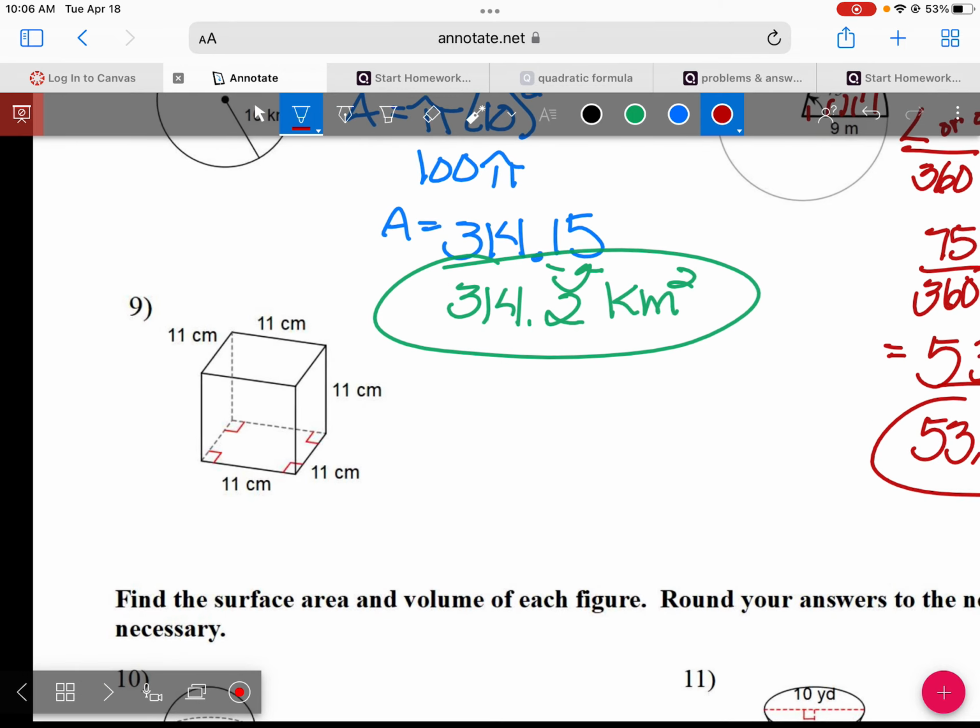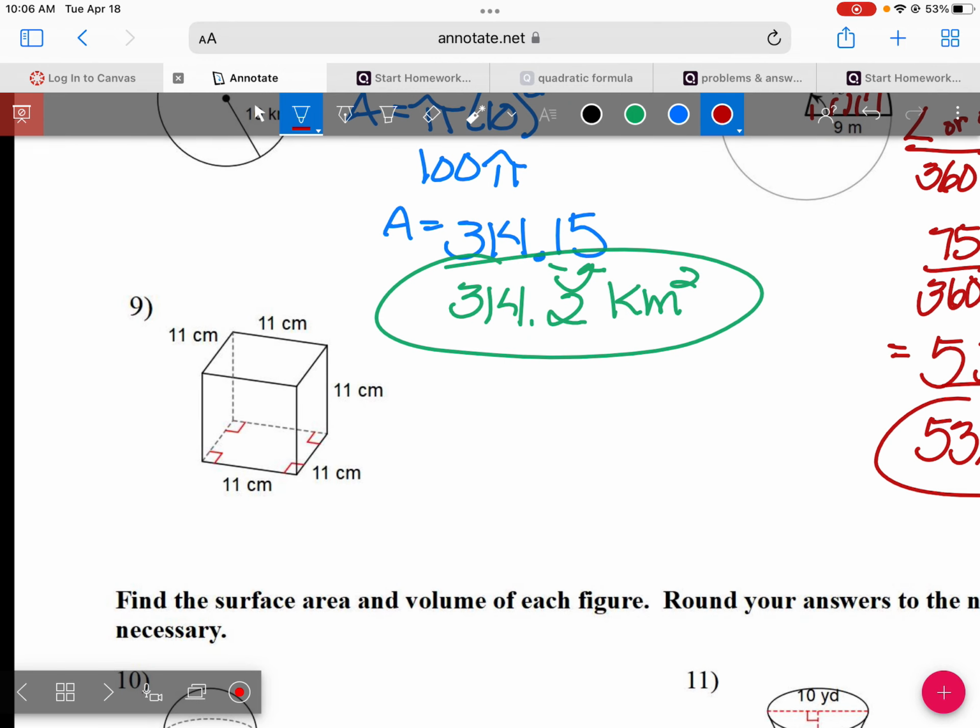All right, so number 9. What do we call this figure? It's a rectangular prism. That technically is correct, but there's a better answer. Yes, square prism or yes, it is a cube. It's a cube? It is a cube.